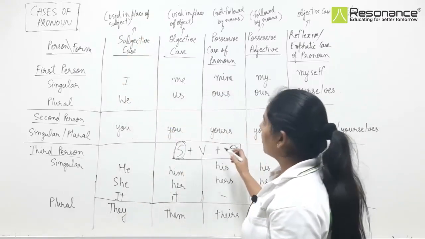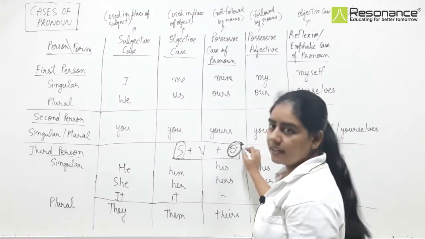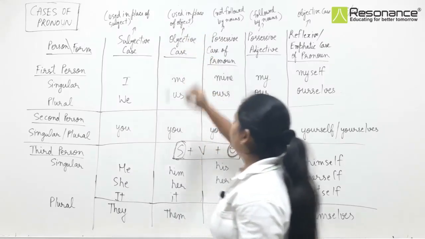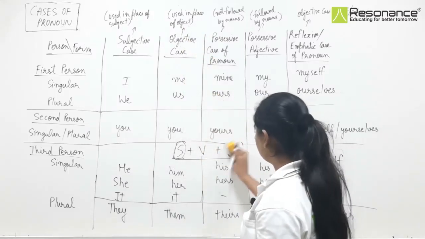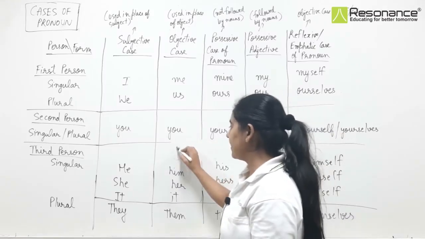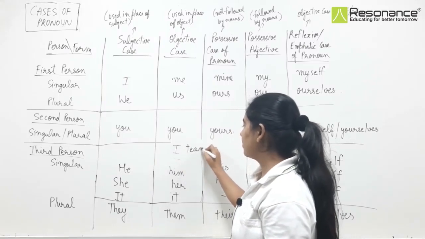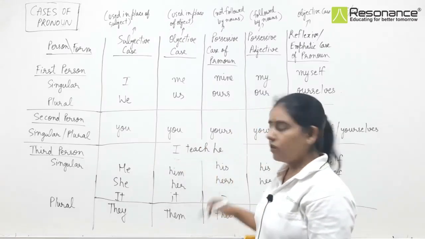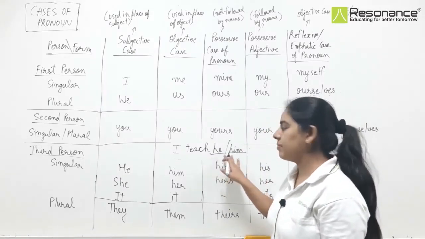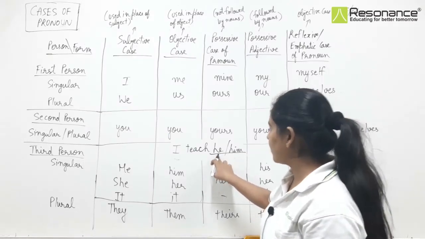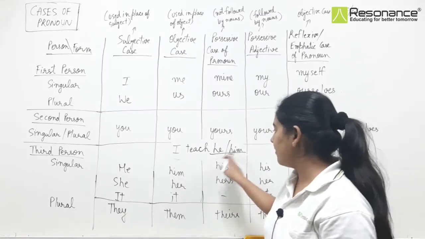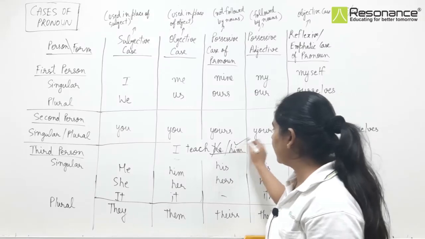When we use a pronoun in the place of an object in a sentence, then we will use the objective case. So it is used in place of object. Okay, this is very important, right? So you tell me, I am writing one sentence here: I teach he or him. What should I write? This is the place of object. So in the place of object, shall I write subjective case or objective case? I will write objective case. So he is wrong, I will write him.